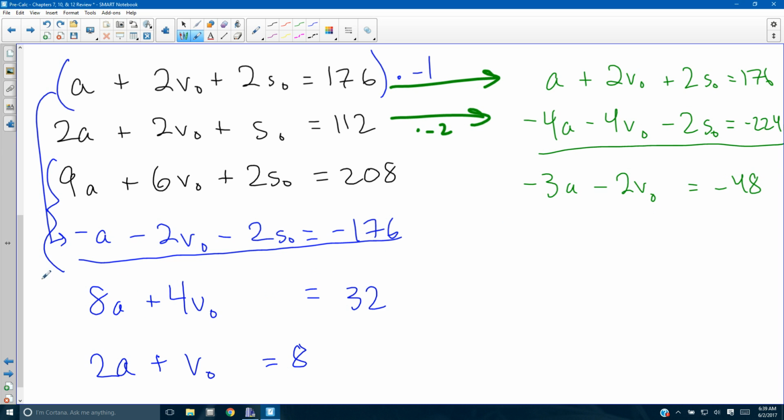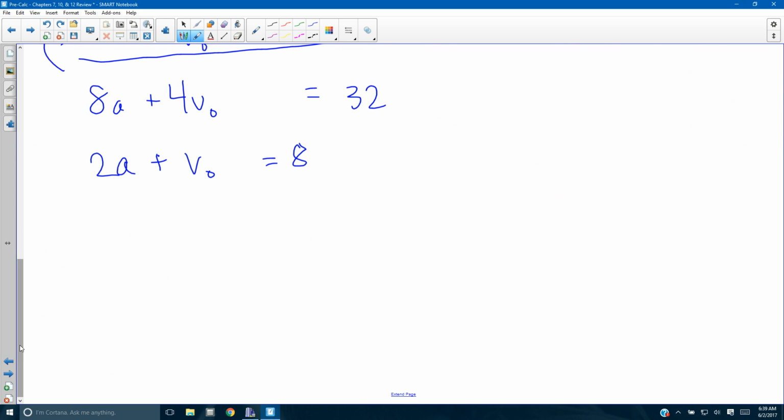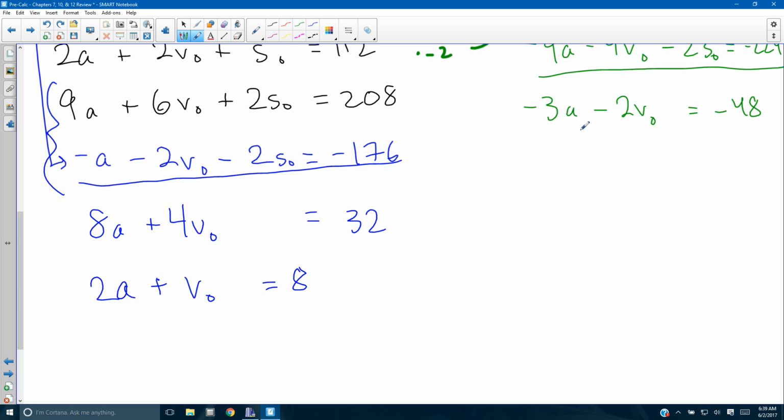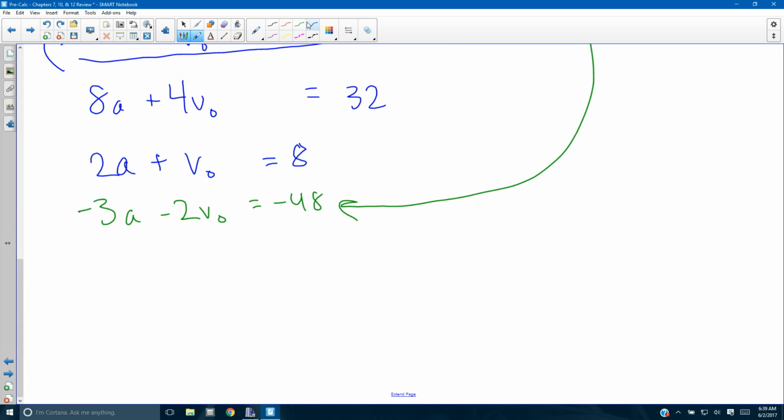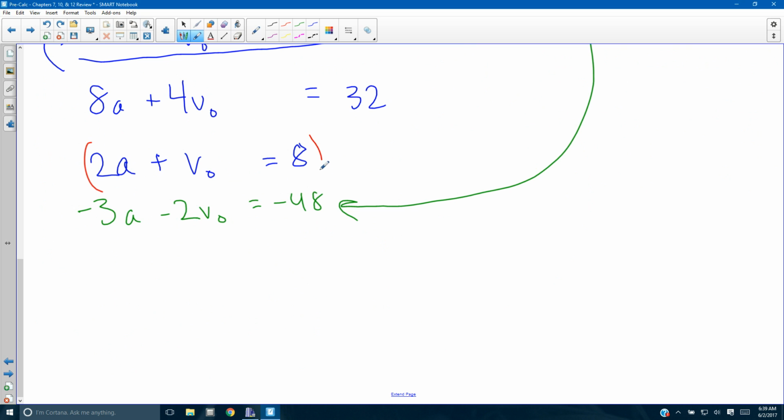Okay, so getting these ones written right next to each other, and you might say, hey, let's make those positive. Well, I might want to eliminate the v naughts there. So let's see, keep this negative: -3a minus 2v naught equals -48. Okay, system of 2, let's go ahead and solve this one. Let's take that top equation right there and let's double it, and we'll get 4a plus 2v naught equals 16.